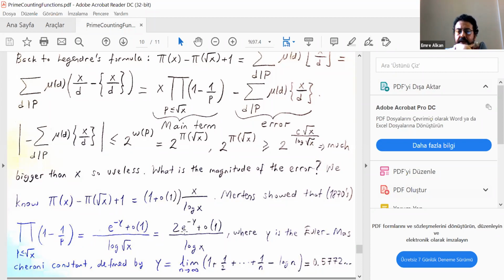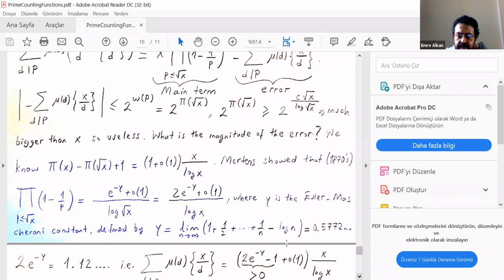It's left out. But if you really do it in the Mertens way, then this number gamma is what's called the Euler-Mascheroni constant. Okay, it's a famous constant. Gamma is something that you are familiar with: harmonic series minus log n, and you take the limit. And here is an approximation, like 0.5772, something like that.